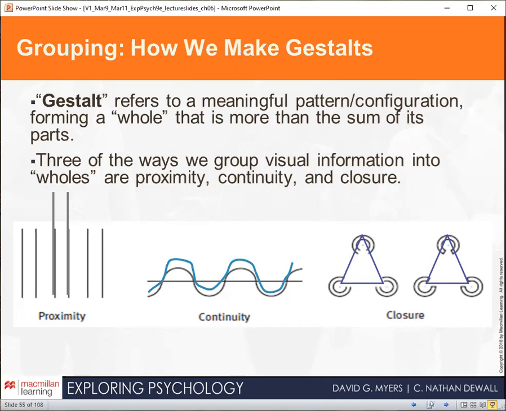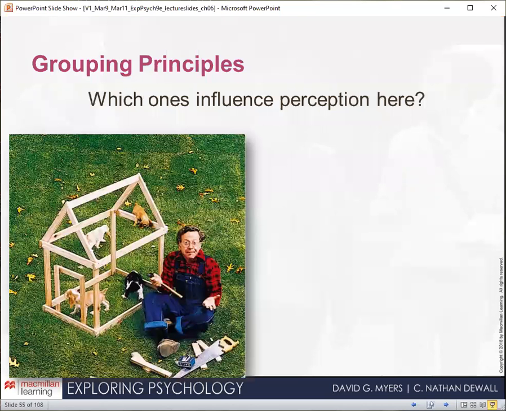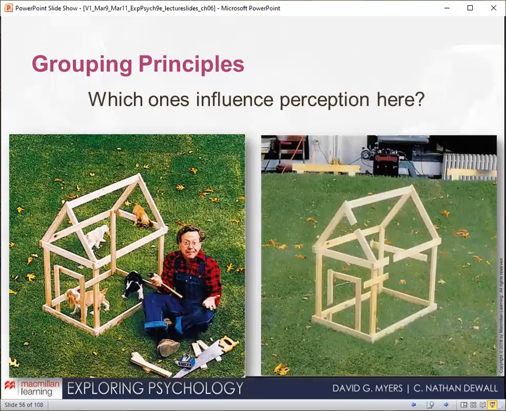And that takes us to the last thing here. Which ones influence perception here? So we see this stuff here. Okay, we see a dog that seems to be crawling on one of the posts of this little fake house. Things look a little bit off and weird, but the idea really is this. This house is all screwed up. It's not what we think it is.